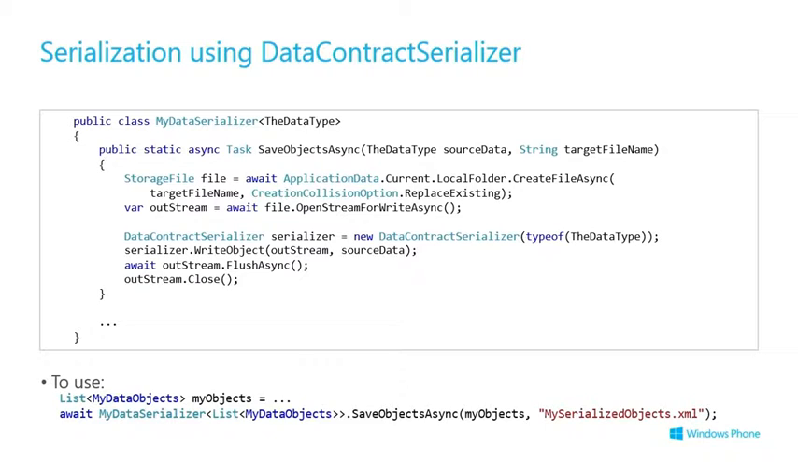And so we start off with a storage file with the await, like we talked about before, and then we open the stream to write for this thing, and then we use the data contract serializer, and we pass in the data type and get what type it is, because it needs to know that to properly serialize it to write this to the proper format, and then we just write out the object, and it's really that simple. And you can kind of see an example at the bottom. Kind of looks like a generic list and how you might pass that in.